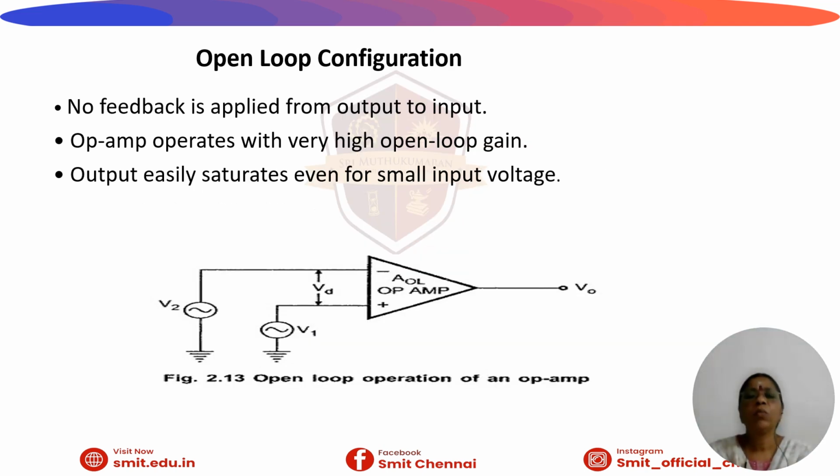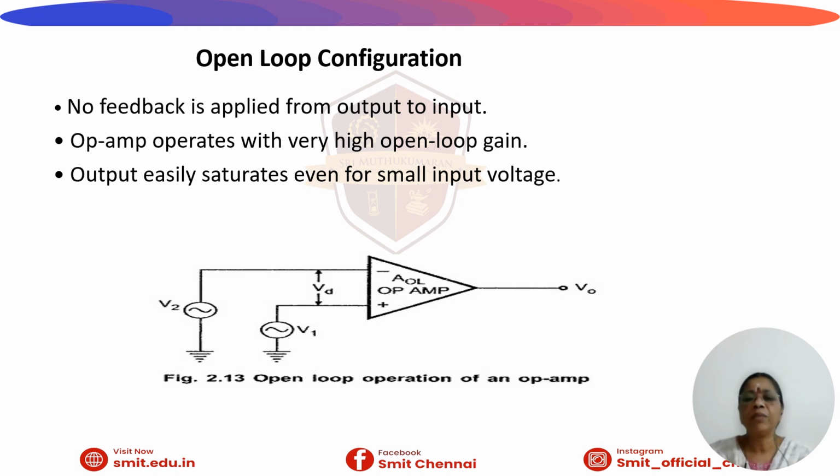What is open loop configuration? No feedback is applied from output to input. It is shown in the figure. Two input voltages are given at the two terminals V1 and V2 and output voltage is obtained. Op-amp operates with very high open loop gain. The output easily saturates even for a very small input voltage.